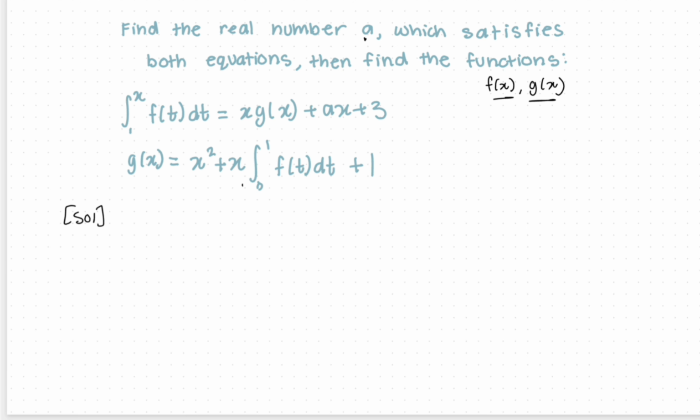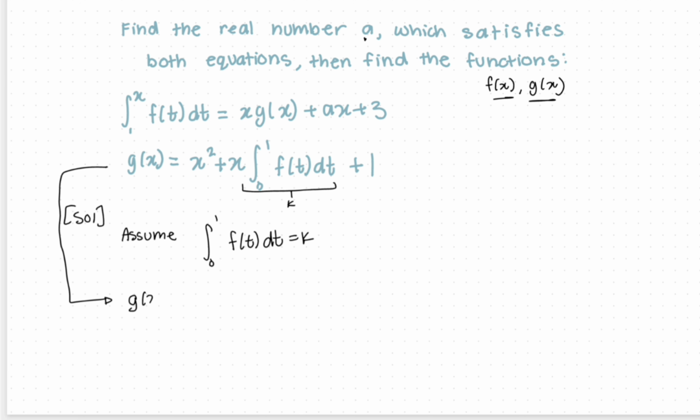Well, let's first assume that the integration from 0 to 1 of f of t dt is equal to k. This means we can rewrite g of x in terms of k, right? That's basically saying g of x is equal to x squared plus xk, because remember this is k, plus 1.